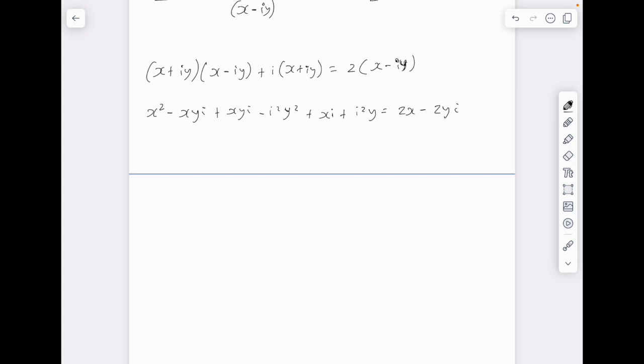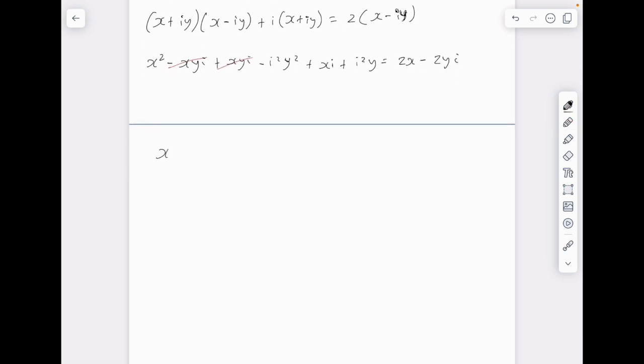Alright. So, where do we go from this? Well, where we can go from this is we know that these are going to cancel, and minus i squared y squared is going to equal plus y squared. So what we get is x squared plus y squared plus ix minus y is equal to 2x minus 2yi. Okay.